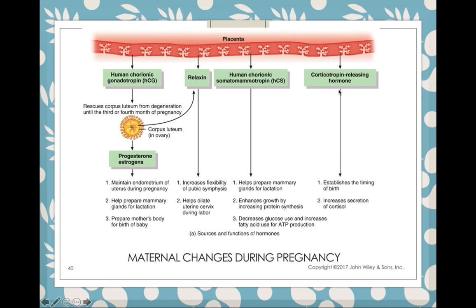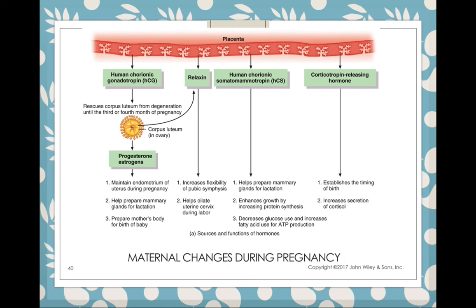Now we also have corticotropin releasing hormone coming from the placenta as well. And this is a bit odd because we've seen corticotropin releasing hormone before coming from the hypothalamus. So what on earth is it doing here coming from the placenta? Well, this is in fact going to be released by the placenta, and this is going to do a couple things for us.